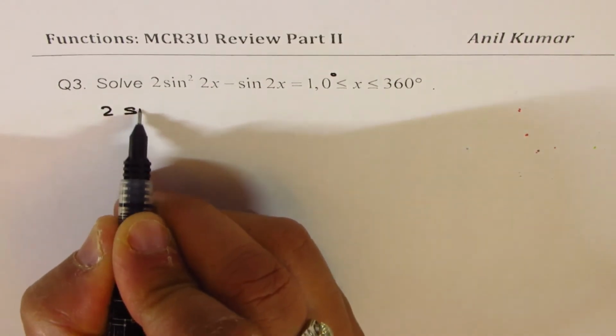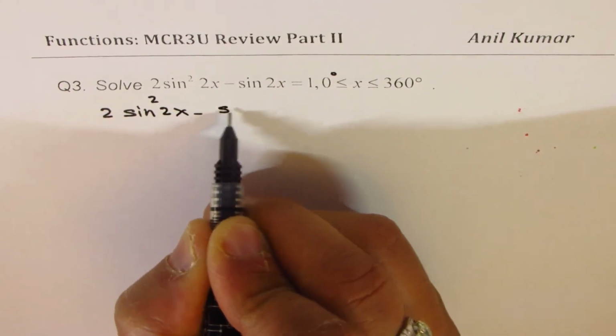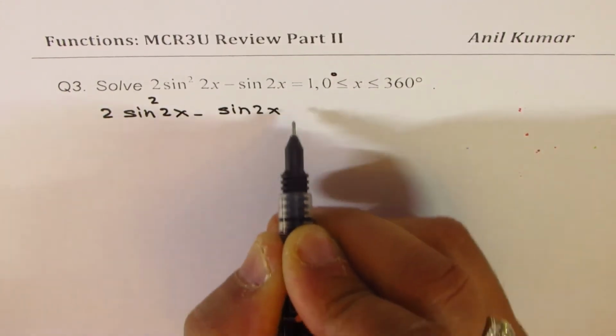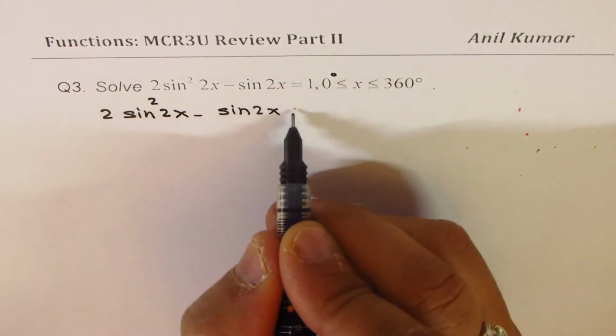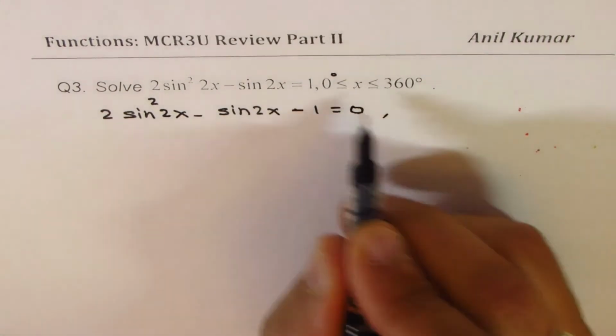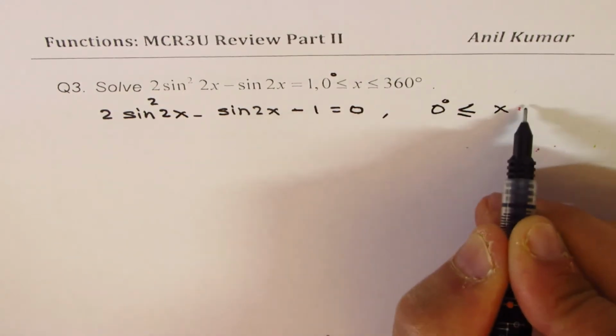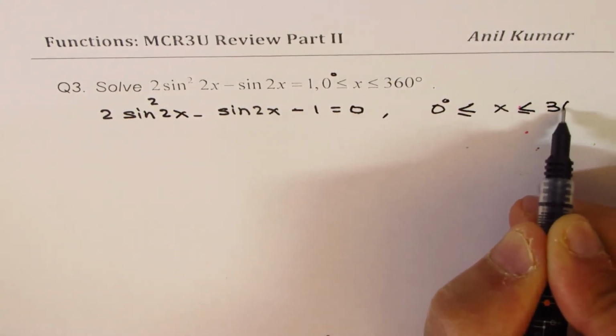So we have 2 sine squared 2x minus sine 2x equals 1. I'll bring 1 to this side, so I get minus 1 equals 0. Is it okay? And we want to work in the domain when x is between 0 degrees to 360 degrees.